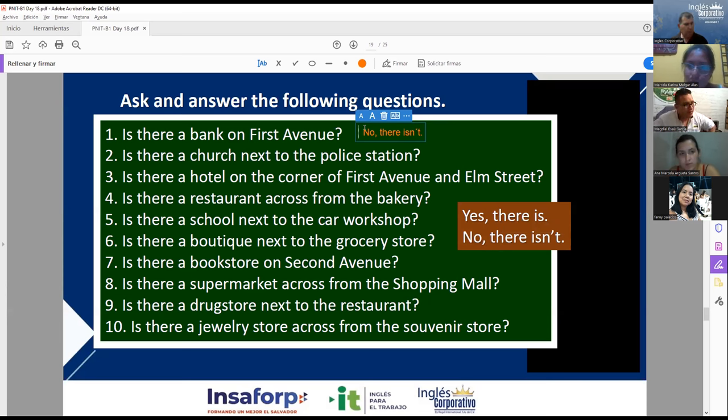There are shores next to the police station. The police station. Shores. No. Yes. No, there isn't. Next to. Y there are in front.